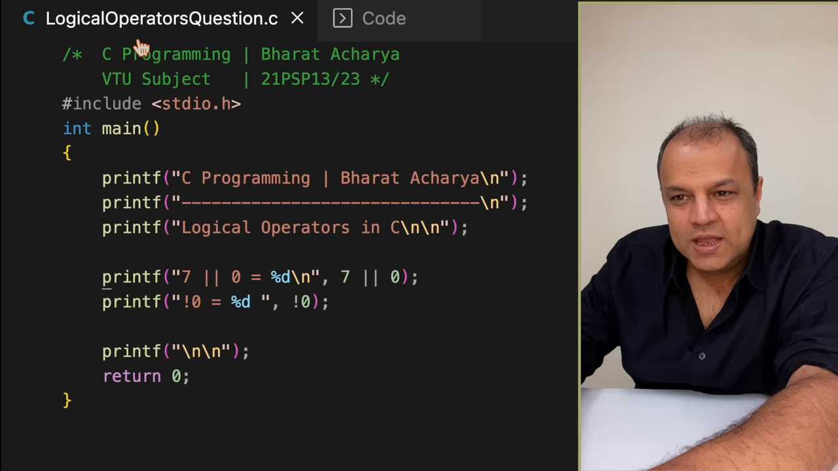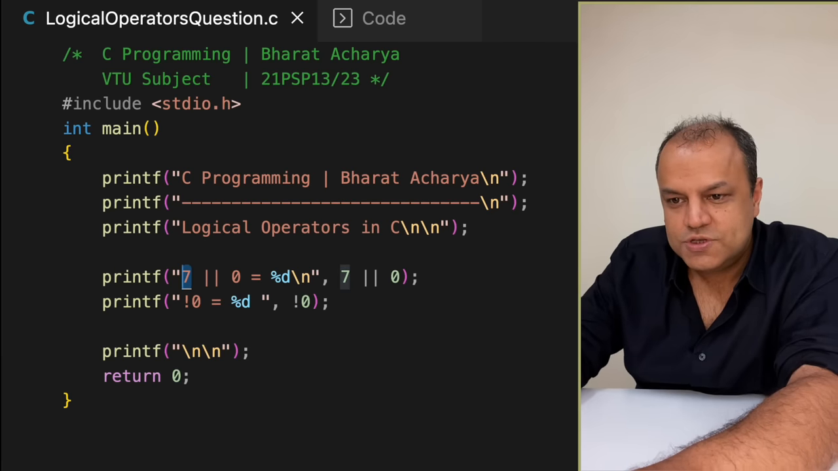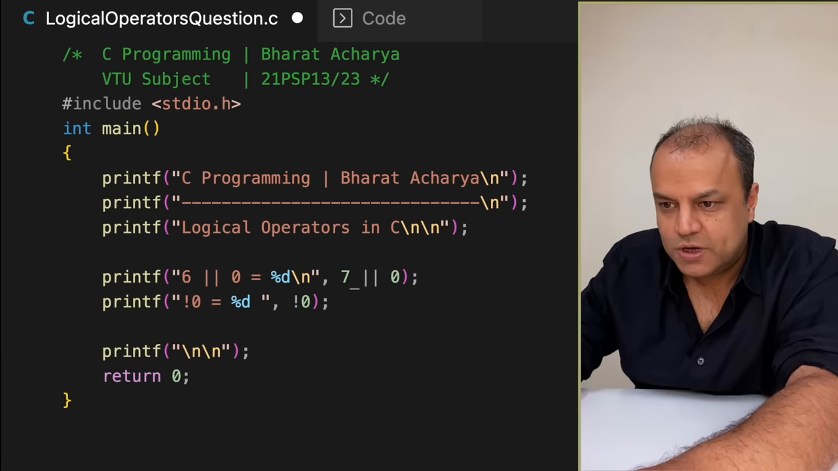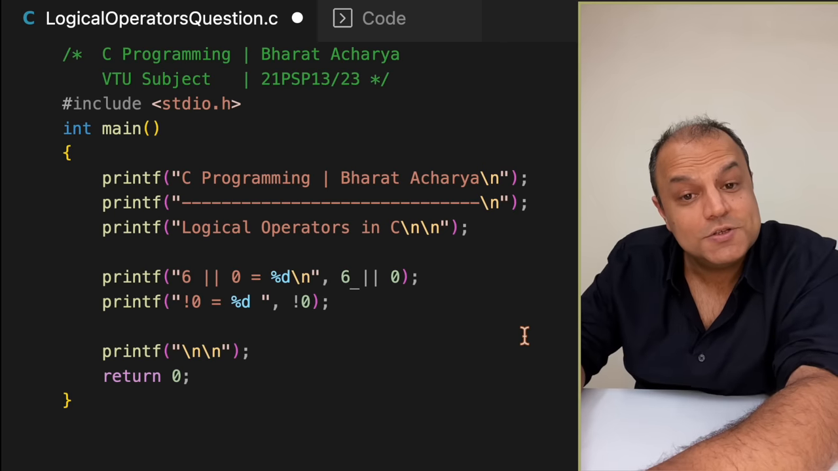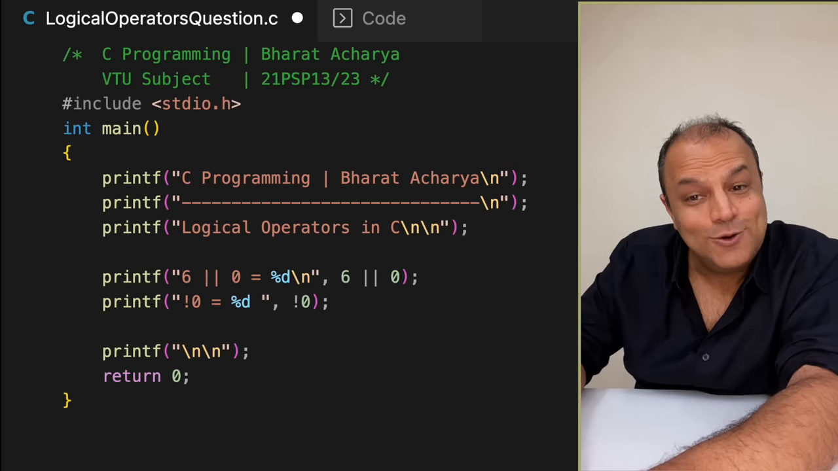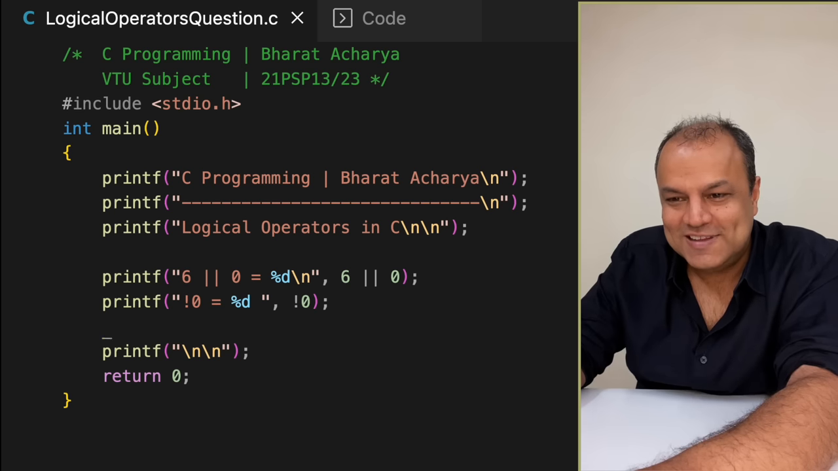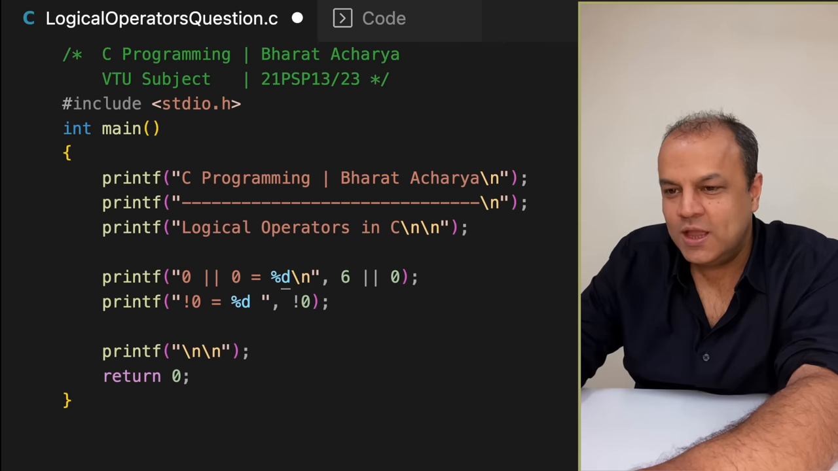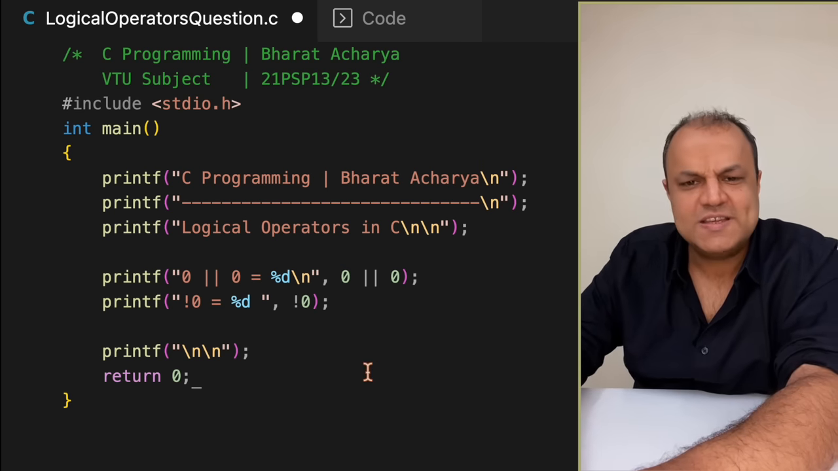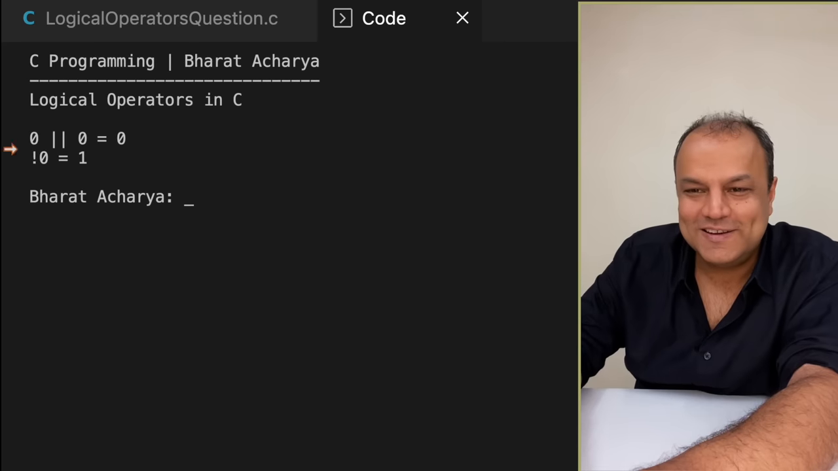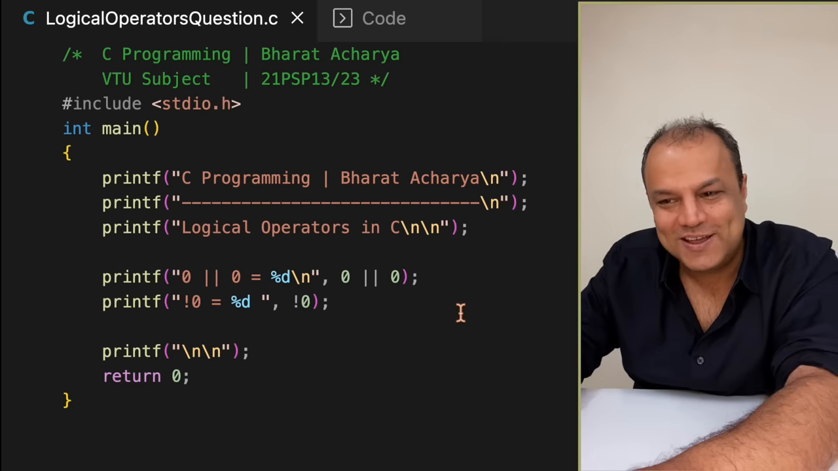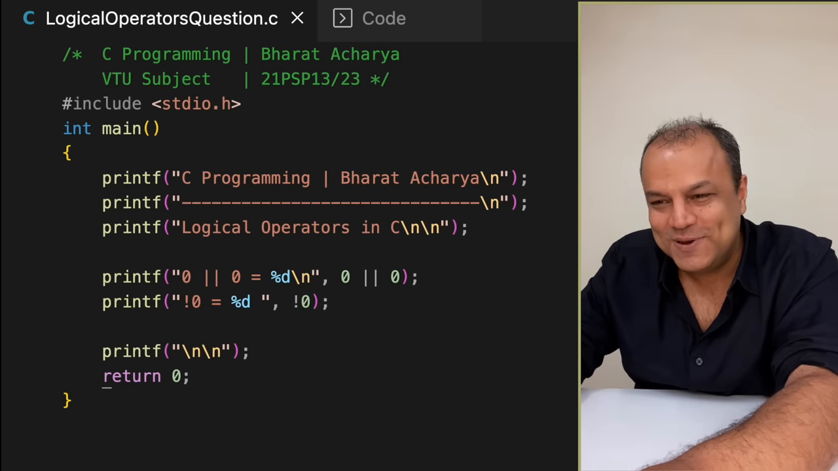Can you see that? Now, let's say, what if I do 6 or 0? Come on. 6 or 0. What should it be? It should still be 1. Only 0 or 0 can give a 0. Let's see. 6 or 0 is still 1. You understand? Let's do 0 or 0. What do you think the answer is going to be? Yeah. Come on. You got a 0. Are you clear? So are you now getting a handle on these logic operations?